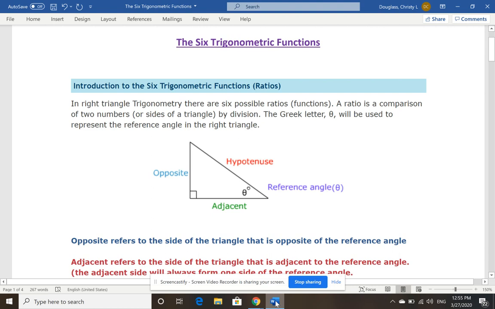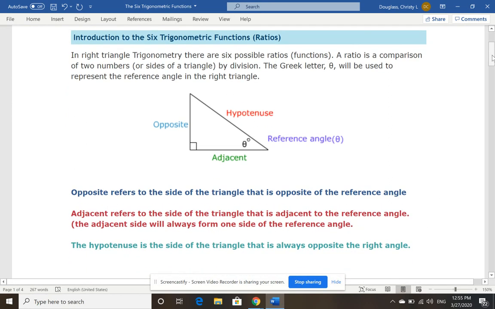Hey guys, here's a little video for you about the six trig functions. You're going to remember some of this from geometry. So in right triangle trigonometry, there are six possible ratios or functions. Now remember, a ratio is just a comparison of two numbers. We're going to be comparing the side lengths of the triangle by division, in other words, a fraction.